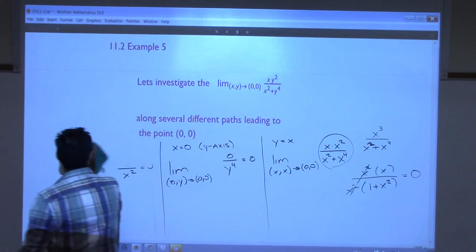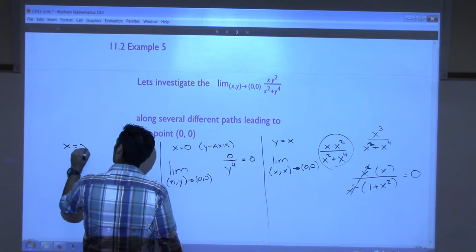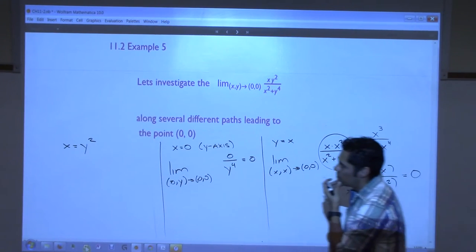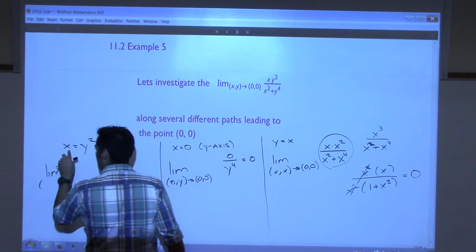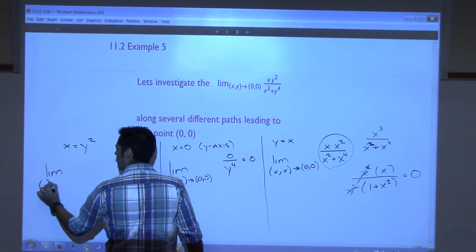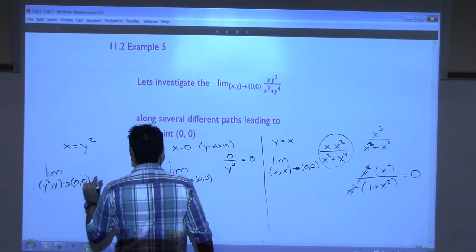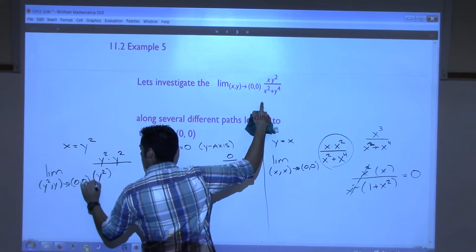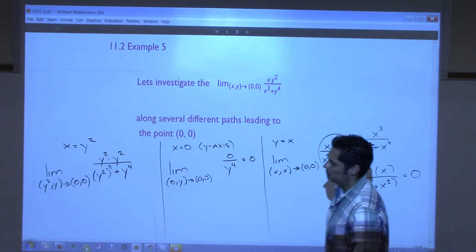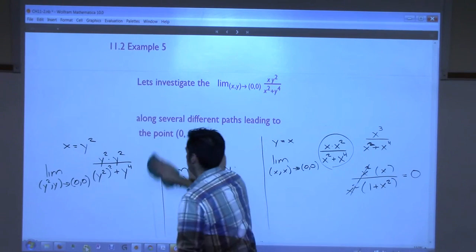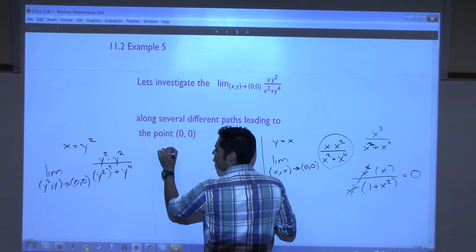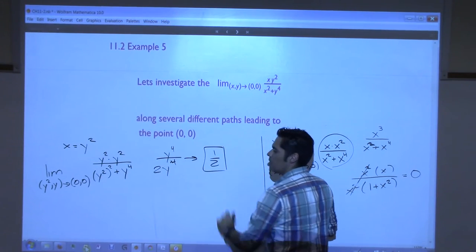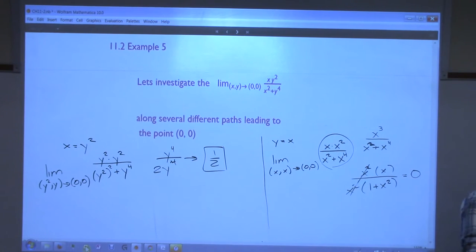So this path, what was it? X is y squared. So let me replace that. This limit is going to be the limit, instead of x, I'm going to put y squared, as y approaches 0, 0. Replace my x with y squared, so y squared times y squared on top over y squared squared plus y to the fourth. Which is essentially y to the fourth over 2y to the fourth, which turns into 1/2. And that's all we need to say it doesn't exist.